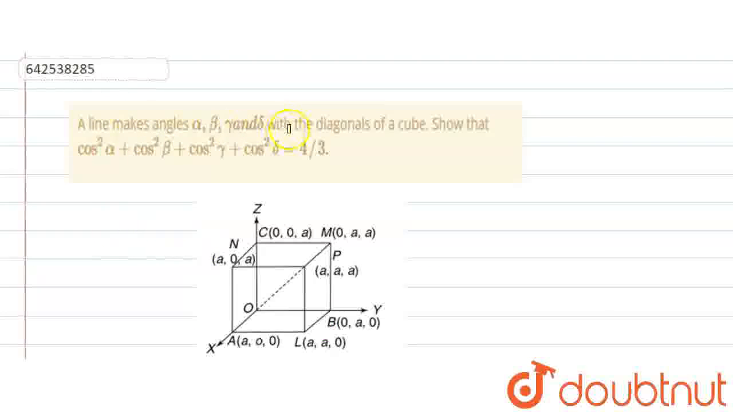A line makes angles alpha, beta, gamma and delta with the diagonals of a cube. Show that cos square alpha plus cos square beta plus cos square gamma plus cos square delta is equal to 4 by 3. So what we have given is that a line makes angles alpha, beta, gamma and delta with the diagonals of a cube, and we have to show that cos square alpha plus cos square beta plus cos square gamma plus cos square delta is equal to 4 by 3.